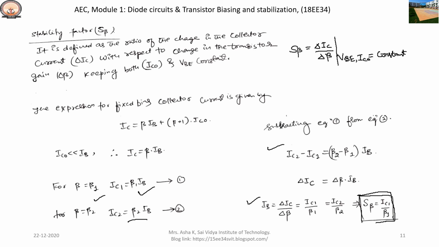So in summary, in this particular presentation, what we have learnt is fixed bias configuration, the base current, collector current and the output voltage VCE, also the three stability factors SICO, S beta and SVBE.